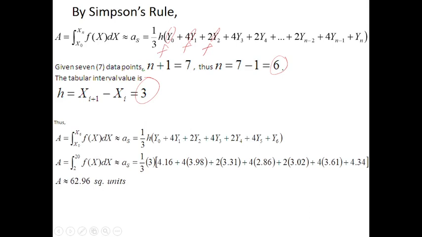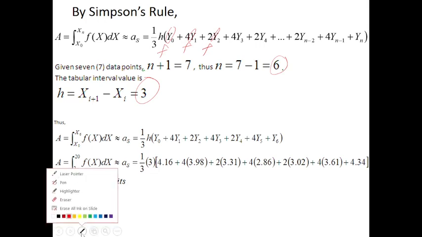So thus, this is the area now. We consider up to 6. We have 1, 4, 2, 4, 2, 4, 1. Okay, so that's the pattern. And then we'll arrive at this answer, 62.96 square units. This is the approximated area, which is 62.96 square units.